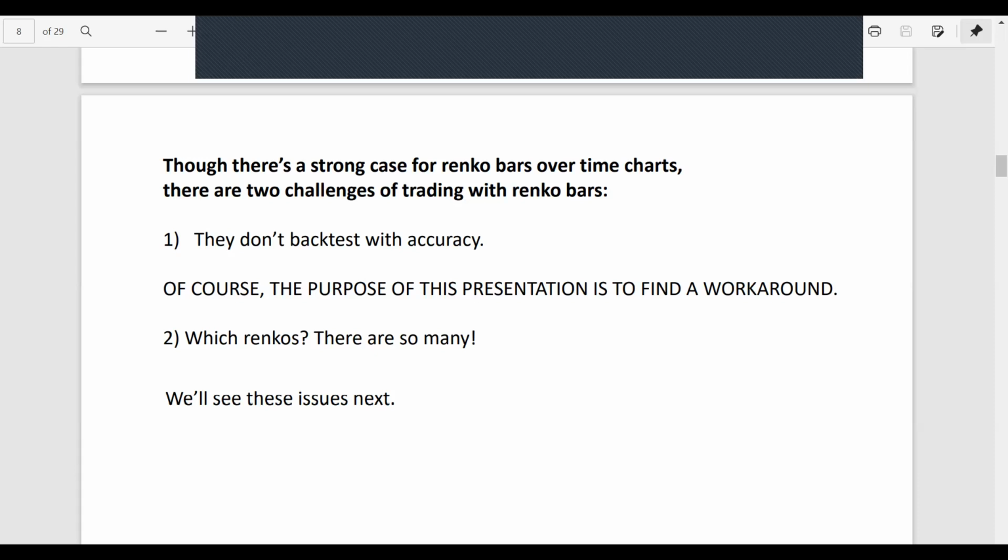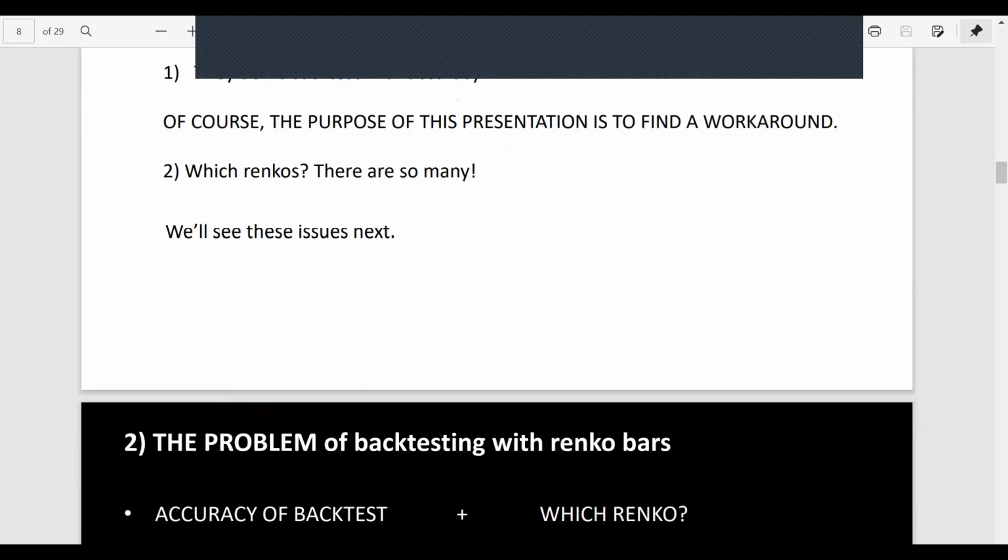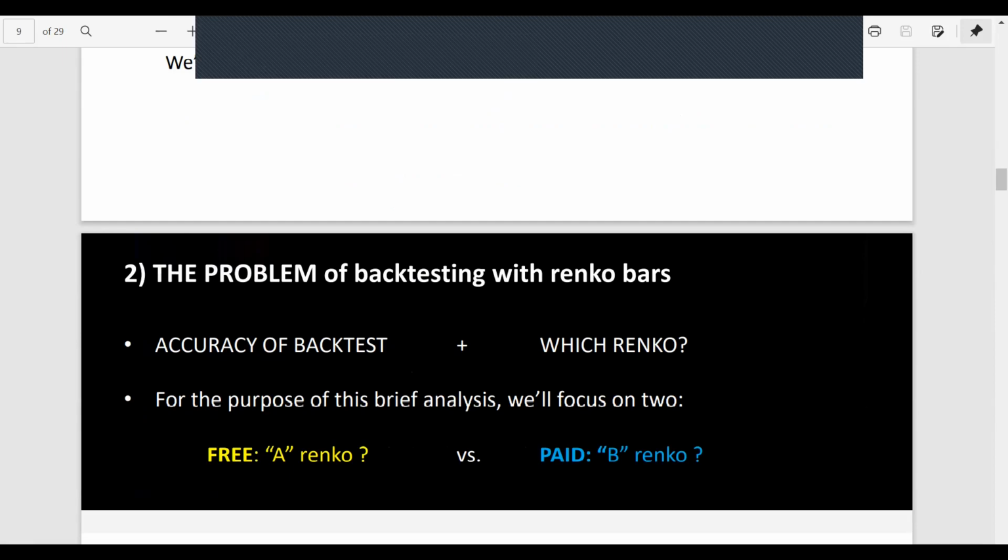Isn't that the biggest Achilles heel? So you have Renko bars that seem to be best for trading, but they have a hard time backtesting, so you cannot make a determination easily. And so the purpose of this presentation is to find a workaround, see what we can do to mitigate the problem. And the second problem with choosing Renkos is there are so many, probably 10, 20 different vendors. With so many, how can we narrow down to 1 or 2?